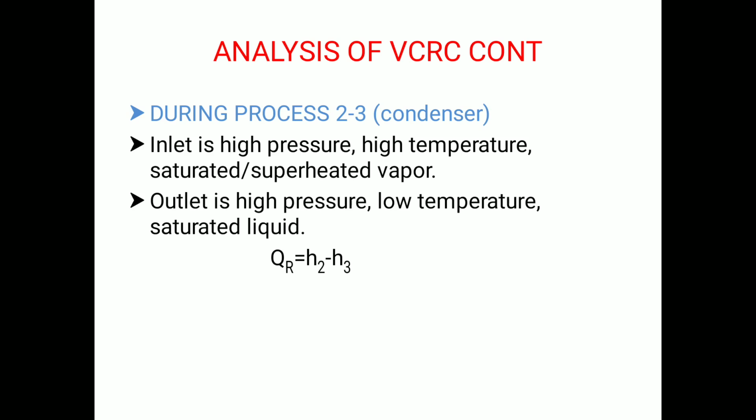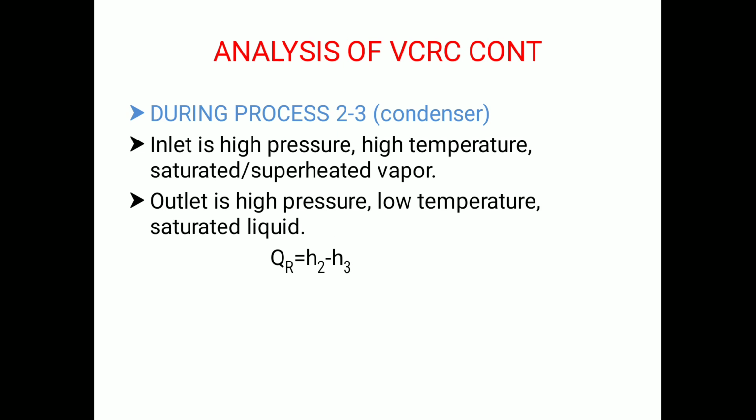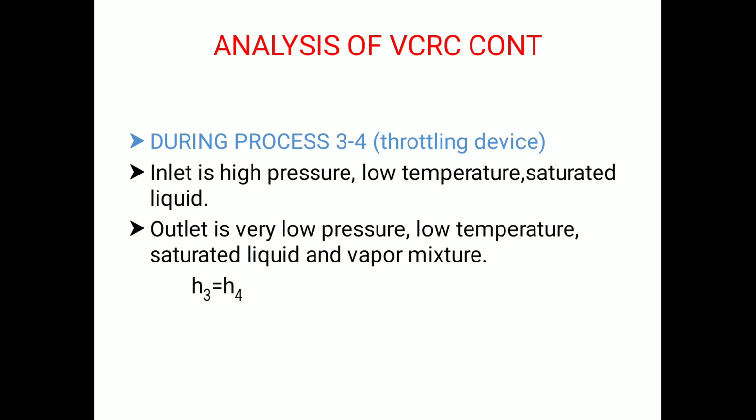If you want to calculate how much heat is removed in the condenser, and you are able to calculate enthalpies at point 2 and point 3, you will come to know how much heat is rejected in the condenser. So heat rejected in condenser is H2 minus H3. So this is the thing happening in process 2 to 3, that is constant pressure heat rejection in the condenser. The next process is process 3 to 4, and process 3 to 4 is happening in a throttling device.